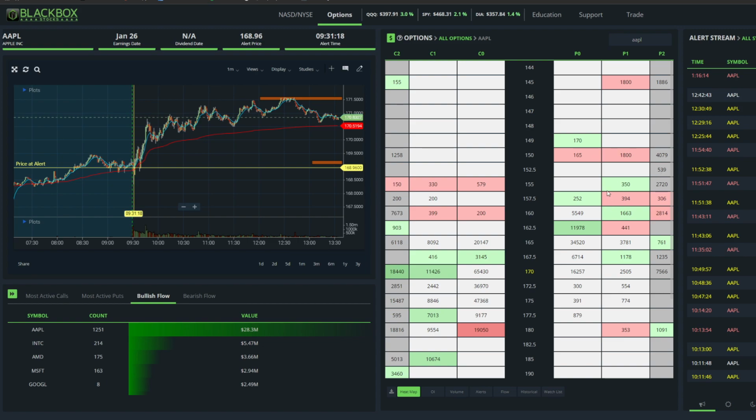Now, let's talk about colors. Green is going to be buying. So that means when you see green or bullish, green is bullish, I should say, before we start to talk about this, green is bullish and red is going to be a bearish position. So why is there red on the call side and why is there green on the put side?